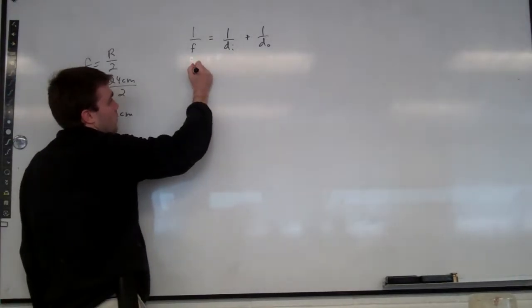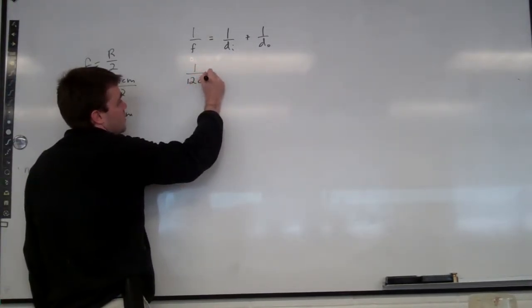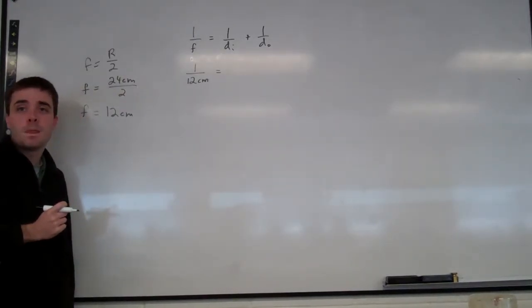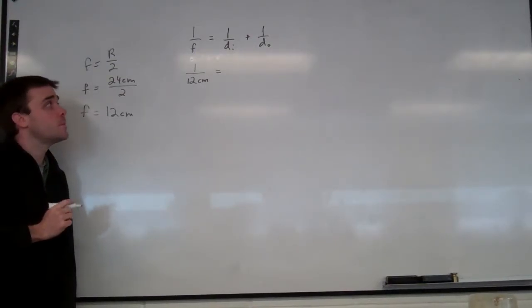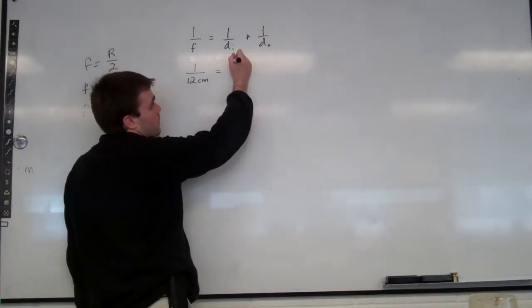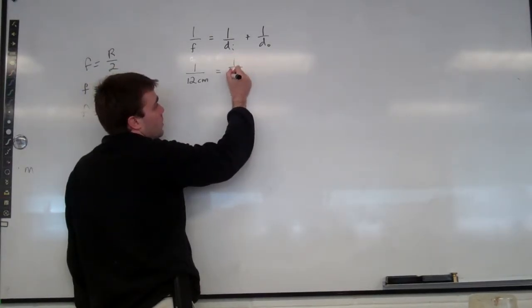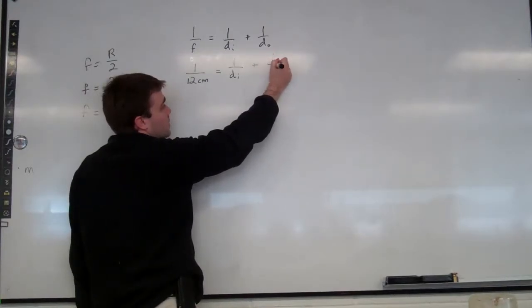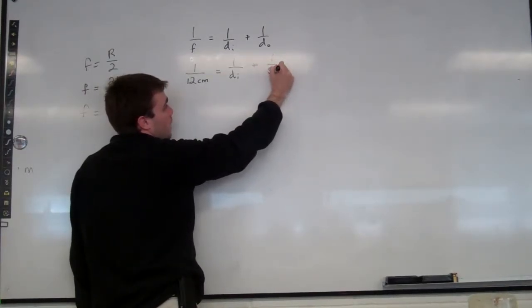So we start off with 1 over 12 centimeters. And should that be positive or negative? Positive. Why positive? Because it's concave mirror. Does that make sense to everybody? Yeah. We don't know our image distance. What is our object distance? 5. Yep.